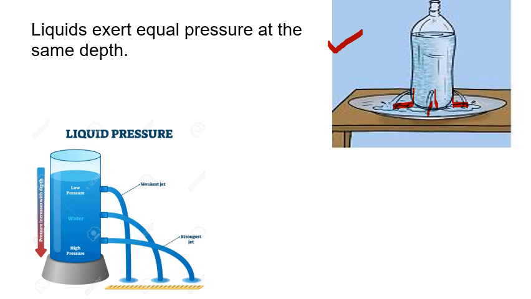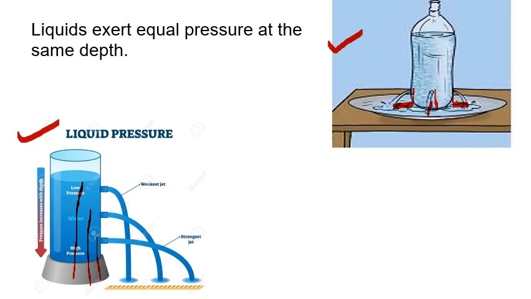Let's do one more activity. Take a cylindrical container or an empty plastic bottle as shown in the figure. Instead of making the holes at the same depth, here you can make one hole 5 centimeter from the bottom, another one 10 centimeter and this third hole 15 centimeter from the bottom. After that fill it with water.